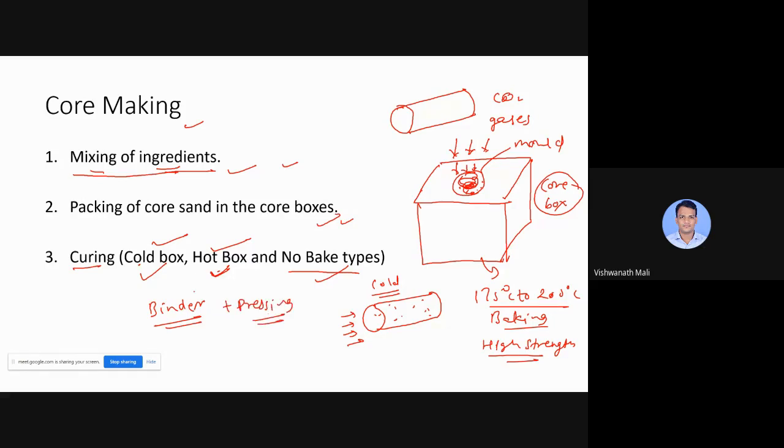So we increase the binder percentage. Due to the binder, what happens? Whatever the ingredients are there, that will bind to each other. Okay, that will get adhered to each other. So that is how we get the final product, final core with the help of binder.